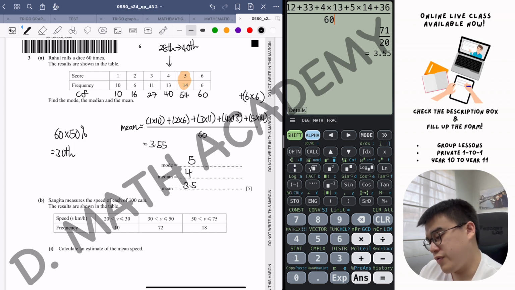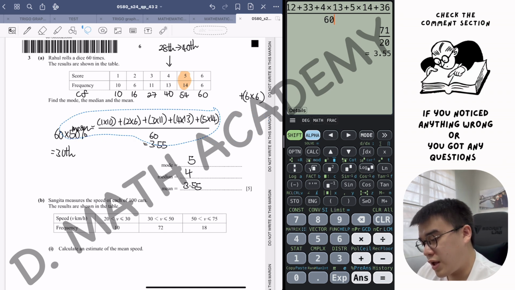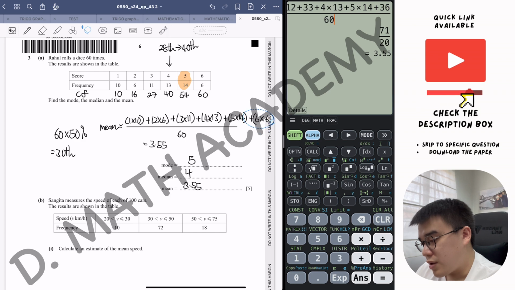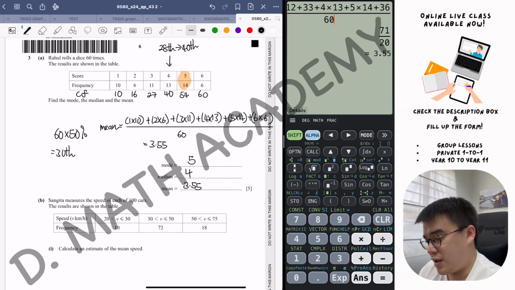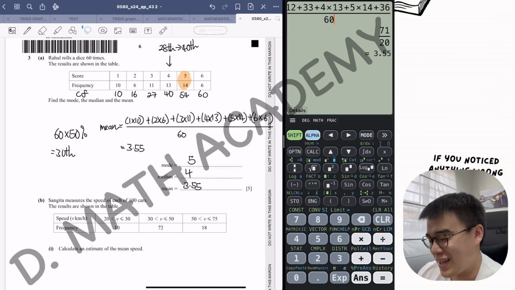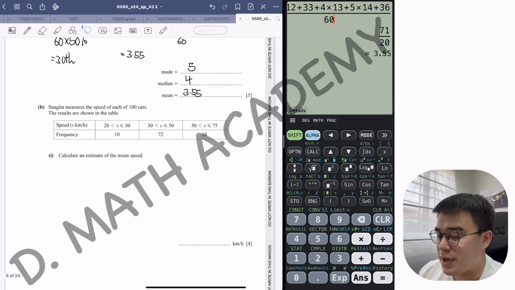Okay, 3.55 as your final answer. If you hated this arrangement here, you can actually shift it accordingly, and then you get your final answer of 3.55. Okay, so next part, 3b number 1, estimate the mean.